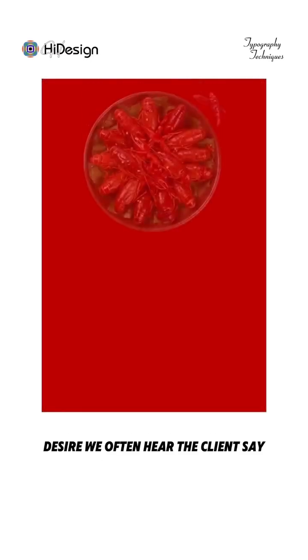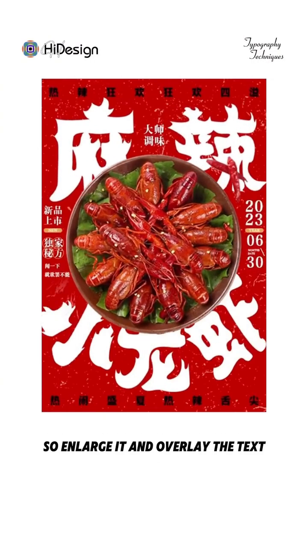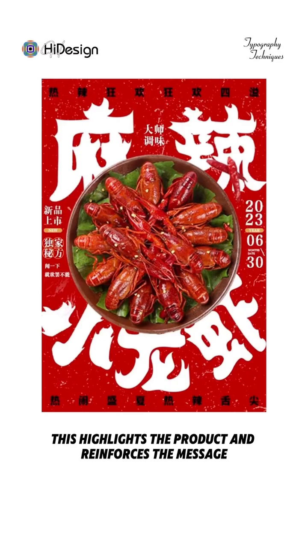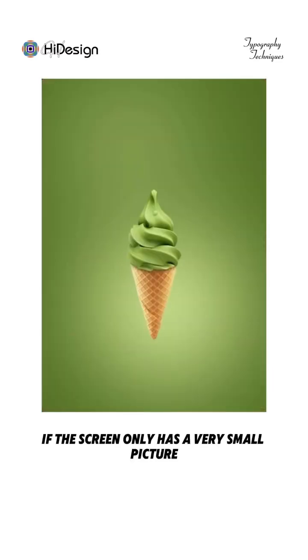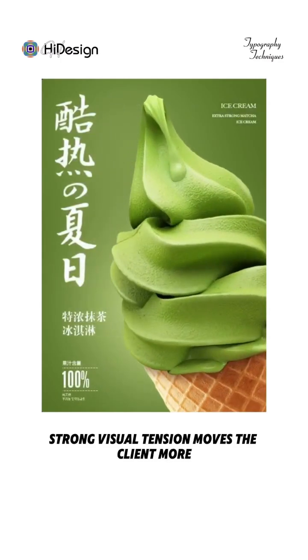We often hear the client say the product text isn't prominent enough, so enlarge it and overlay the text. This highlights the product and reinforces the message. If the screen only has a very small picture, and the client wants it to be very eye-catching, we just need to enlarge the picture and add text. Strong visual tension moves the client more.